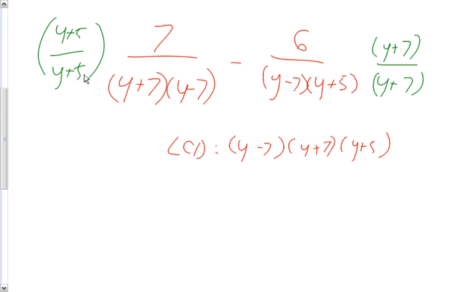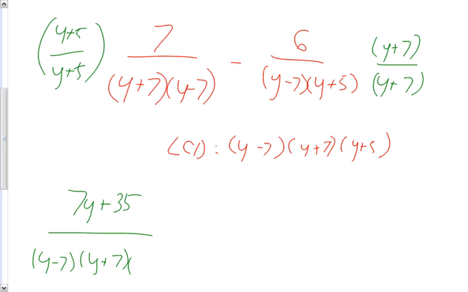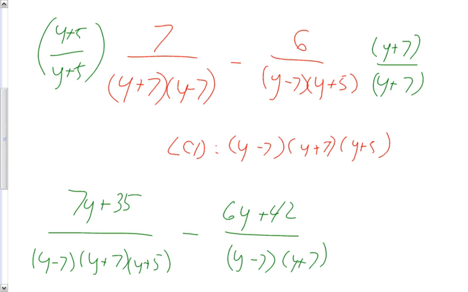All right, so we're going to distribute to the top. We get 7y plus 35 all over our new LCD. Y minus 7, y plus 7, and y plus 5. All right, over here we're going to do minus 6 times y is 6y plus 42 all over our wonderful LCD. Y minus 7, y plus 7, and y plus 5.